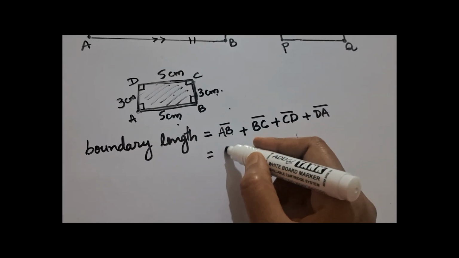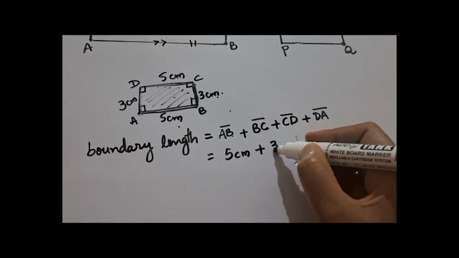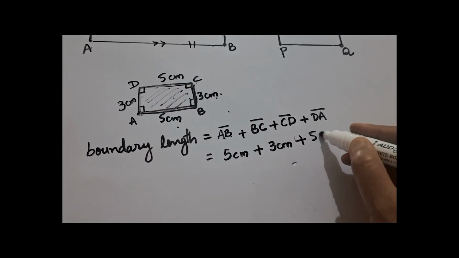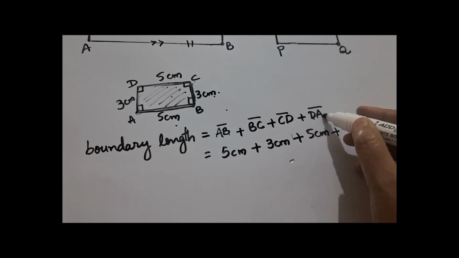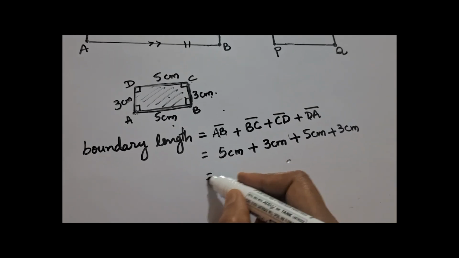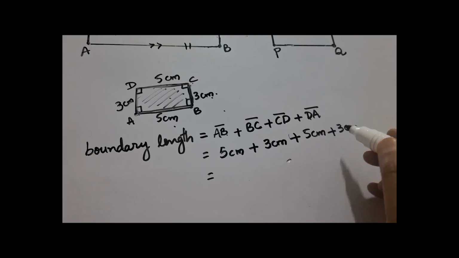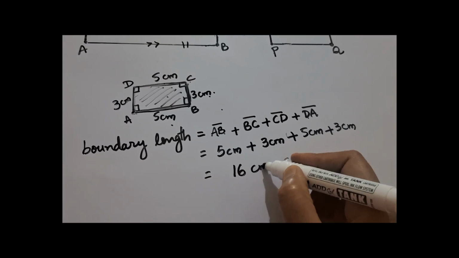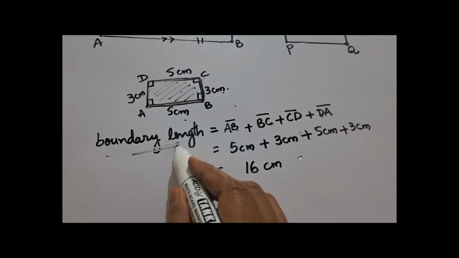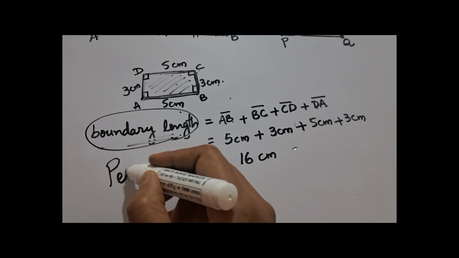Now here we can see that AB is how many centimeter? This one, 5 centimeter. Plus BC is how many centimeter? 3 centimeter. Plus CD is how many centimeter? 5 centimeter. Plus DA is how many centimeter? This one, 3 centimeter. Now, if you add all these numbers, children, 5 plus 3 plus 5 plus 3, how much? 16 centimeter, isn't it? Now, the boundary length which we have calculated is given one name, that is perimeter. This is only called perimeter.